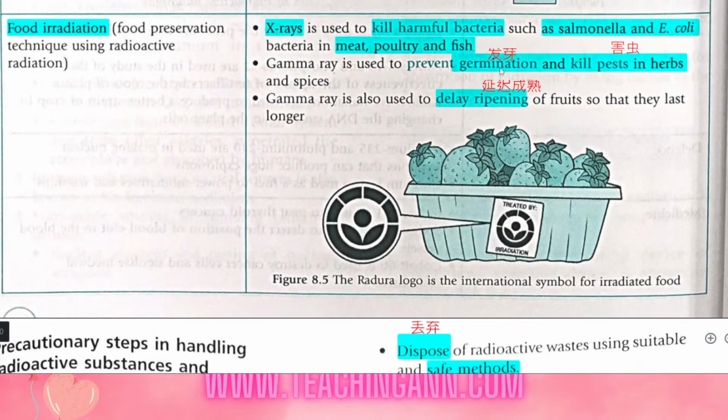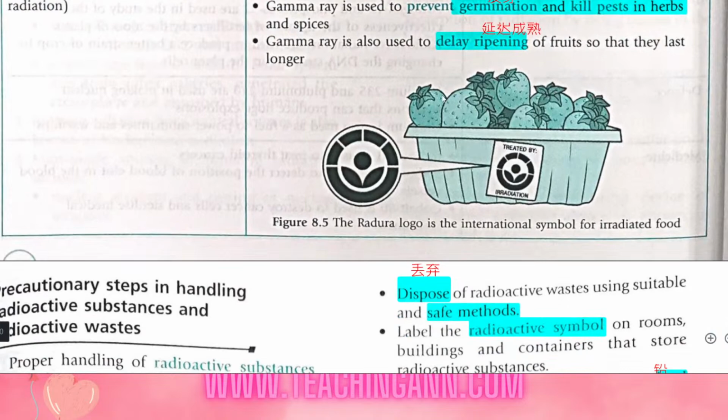Gamma ray is used to prevent germination. So for example, green beans. You buy your green beans, you don't want them to germinate, understand? And the other use is to kill pests in your herbs and spices. Now, gamma ray also will delay ripening of fruits. So for example, bananas go bad very fast, right?